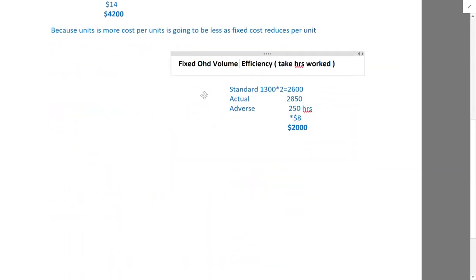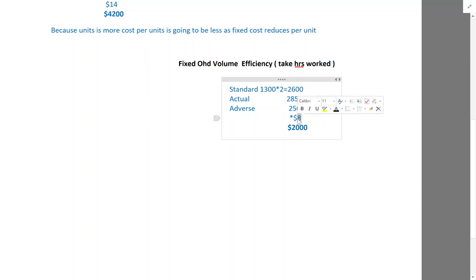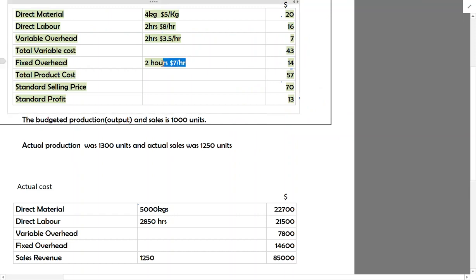Fixed overhead volume capacity and fixed overhead volume efficiency. So efficiency, take the same. 1,300 units should have taken 2 hours each, 2,600 hours, but they took 2,850 hours, which is 250 hours more. So more hours means less production. So we are not going to multiply by labor rate. We are going to take the fixed overheads per hour. Fixed overheads per hour is 7.